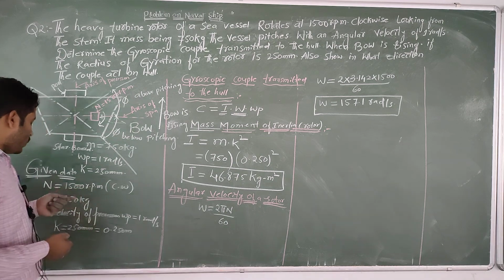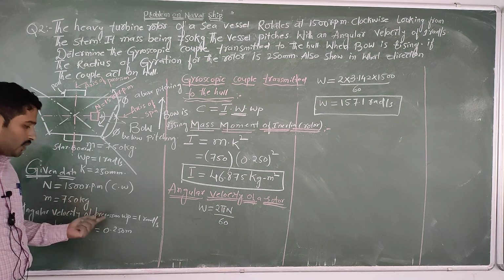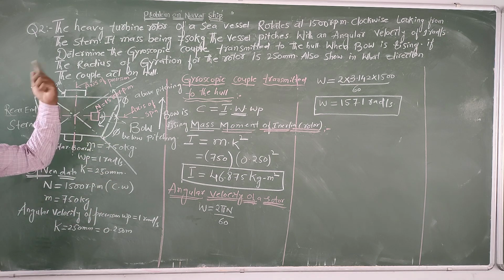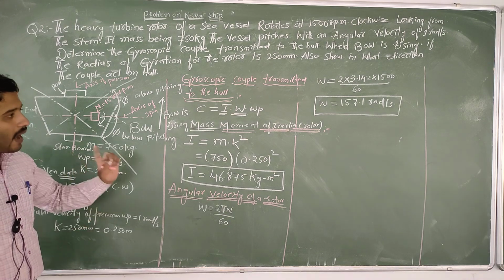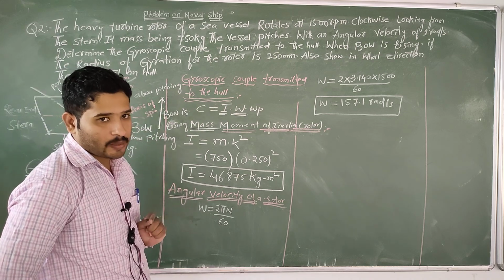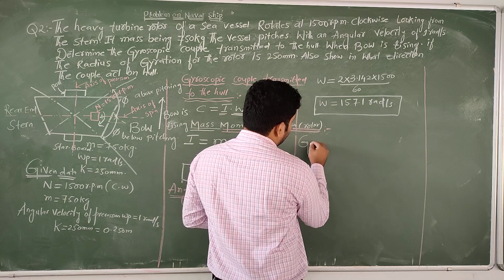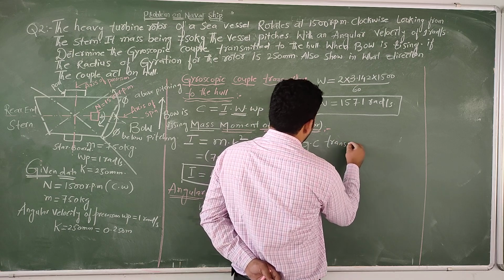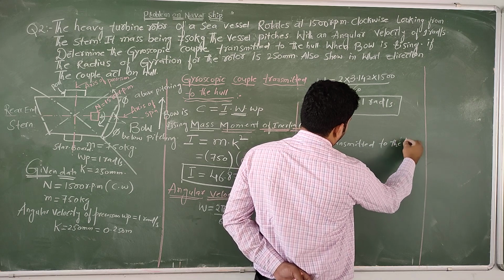We know the angular velocity of precession, so there is no need to find it out, because omega p is already given in the question. So this omega and omega p we need to substitute in this equation. So I will represent here the gyroscopic couple transmitted to the hull.